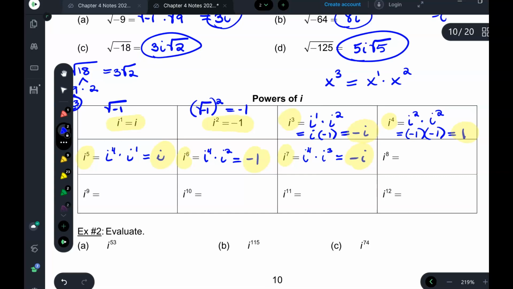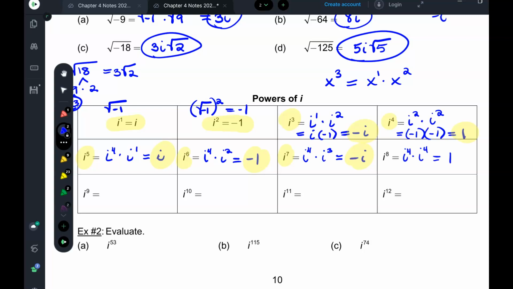It goes i, negative 1, negative i, 1. i, negative 1, negative i. Why is that going to be 1? Because the pattern says so. Also, could I write i to the 8th as i to the 4th times i to the 4th? Yeah. And we already said i to the 4th was 1. Is that i to the -1? No, it's just 4 plus 4 gives us 8. Okay, just bear with me, you'll see it.